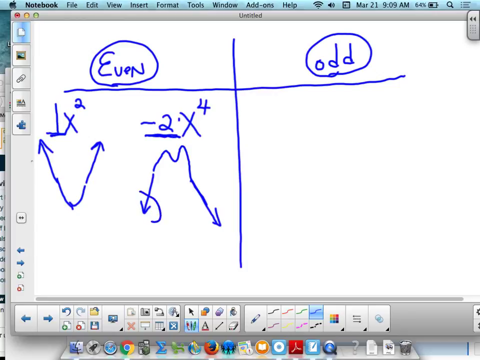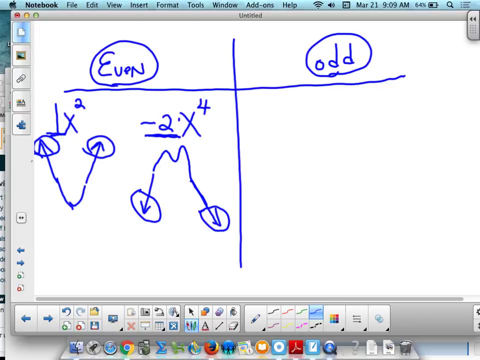But here's what I know. Down on the left, down on the right, up on the left, up on the right. The key thing is, look at the leading coefficient. Positive, up, up. Negative, down, down. Right? Are you okay with that?